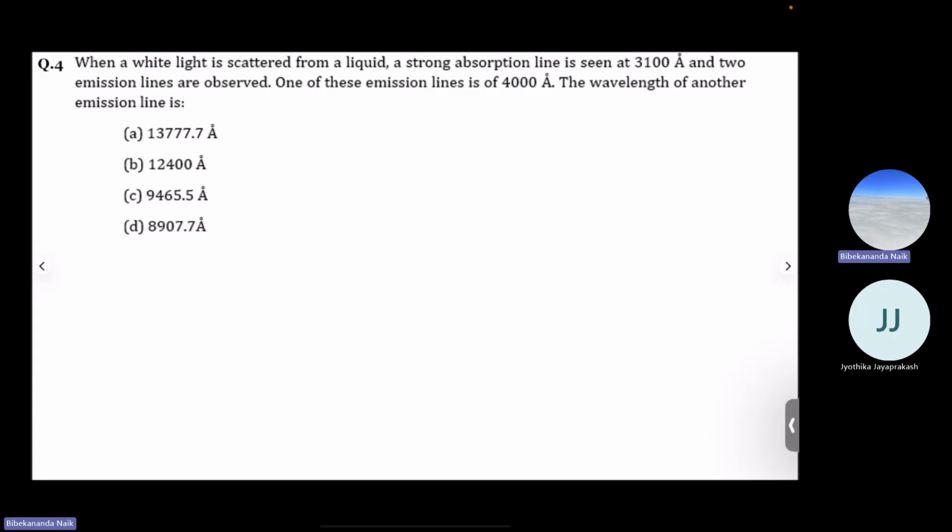So here the question says, when a white light is scattered from a liquid, a strong absorption line is seen at 3100 Angstrom. So the energy of the absorbed photon will correspond to 3100 Angstrom, and this absorption corresponds to two emission lines. So one emission line is at 4000 Angstrom, and for the other emission line we need to find the wavelength. The absorption occurred at 3100 Angstrom, and there were two emission lines.